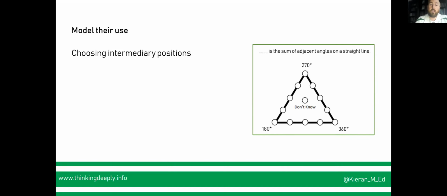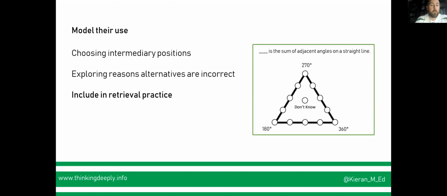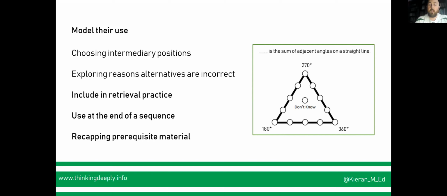And I think we do this by modeling their use. And that includes choosing intermediary positions and exploring the reasons alternatives are incorrect. Okay. And so we are literally drawing our pupils' attention to this process, modeling it, and then giving them opportunities to rehearse it. Just like anything we do, we're almost training them to think in this way, because I think that's where we get the benefits from this type of question. We include them in our retrieval practice opportunities. We use them at the end of a sequence or when we're recapping prerequisite material. Okay, I think these are all great places to put these types of questions, but there is no one correct answer. Okay, we can choose to explore them how we want.